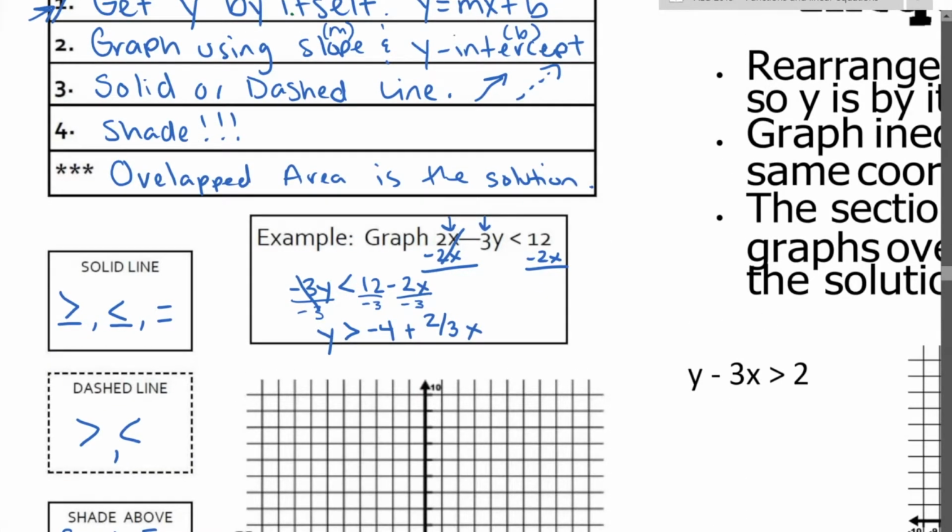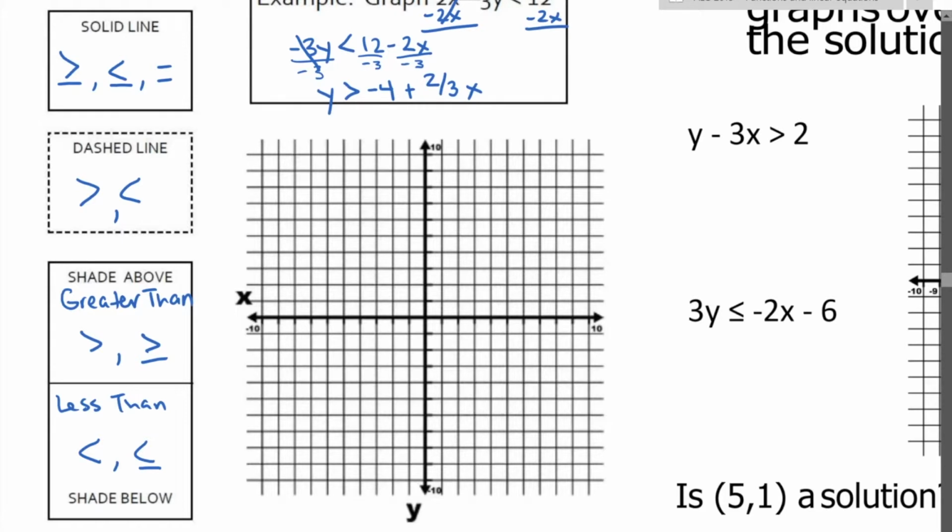Let's do part 2. We can graph using the slope and the y-intercept. So let's use my slope and my y-intercept, and let's start with negative 4. I start with negative 4 because that's my y-intercept. So this is x, this is y. So put a dot at negative 4 on the y-axis. 1, 2, 3, and 4. That's right here.